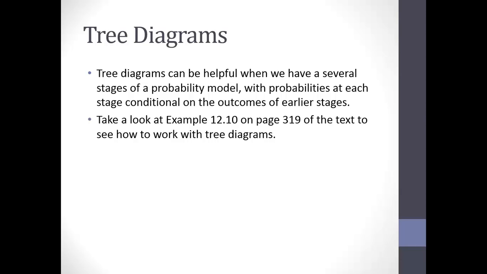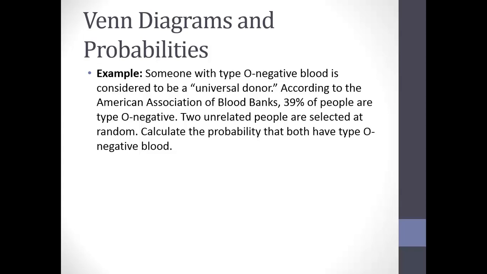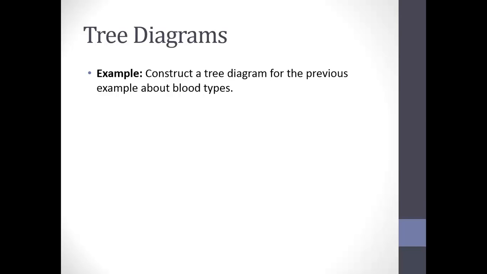We talked about Venn diagrams, so here's where we left off, I believe. We talked about Venn diagrams last time as a way of visualizing events and what the probabilities of each of those events are. Tree diagrams are another thing that can be helpful, so I want to introduce and show you what this looks like. So again, going back to the blood donor example that we looked at the end of class on Wednesday, we went ahead and calculated the probability that two unrelated people are selected at random, and that they both have O negative blood. We worked through that example, and so now we want to construct a tree diagram here. So let me show you what I mean by this.